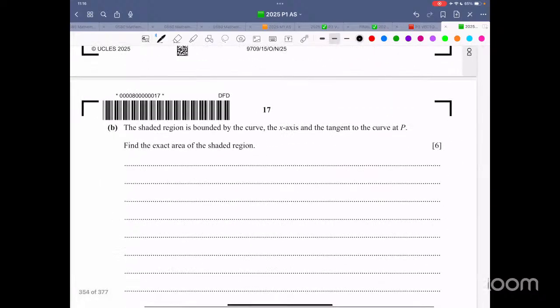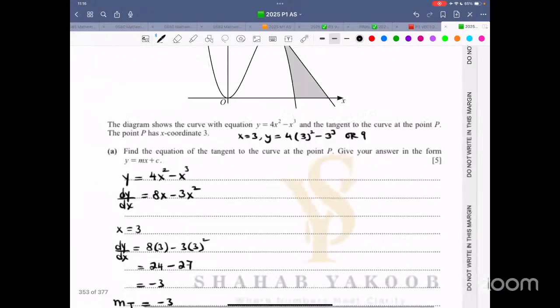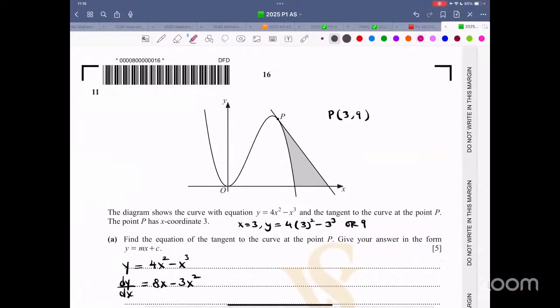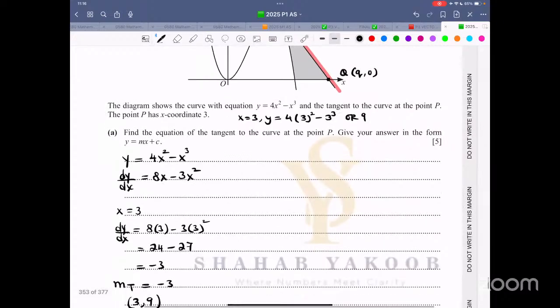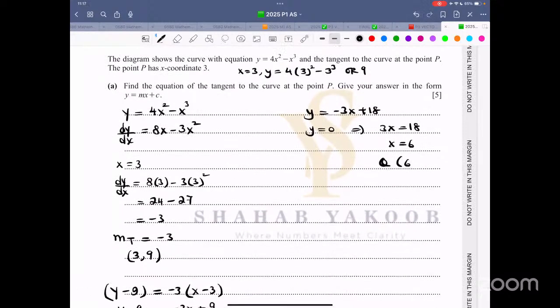Now what do we need? Shaded region and all these things. Now, first thing first, this line over here is cutting the x-axis. So let's say it's cutting the x-axis at this point q, comma 0. So therefore, y is equal to minus 3x plus 18. When y is 0, therefore 3x is 18, therefore x is 6. So the coordinates of q is 6, comma 0.